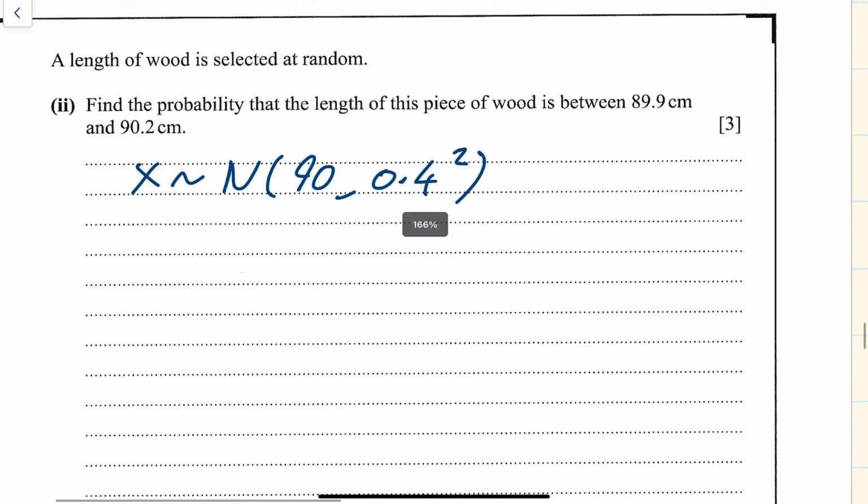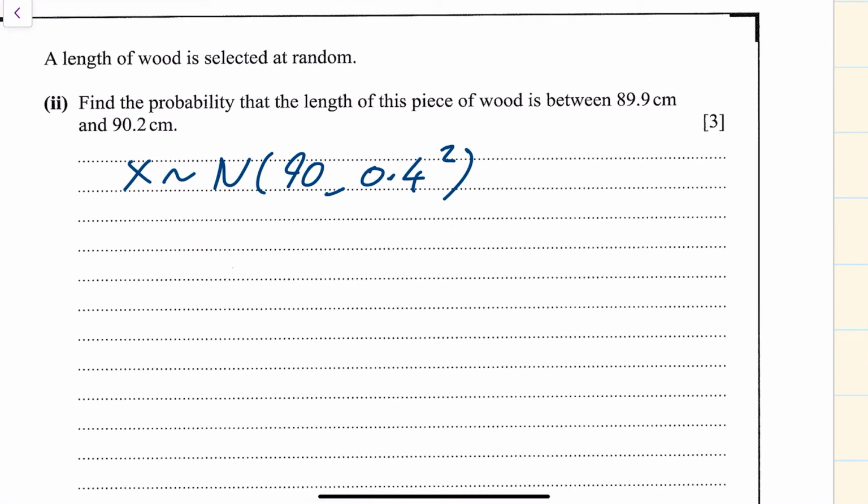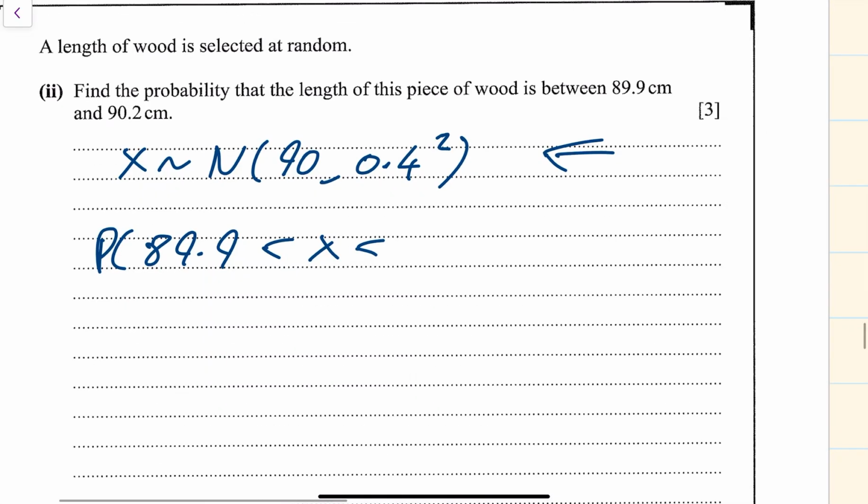Okay, next question says a length of wood is selected at random. Find the probability that the length of this piece of wood is between 89.9 and 90.2. So I've just written this down so I wouldn't have to go back and forward. So what we're looking for in this question is the probability that X is between these, and you can do this directly on our calculator.